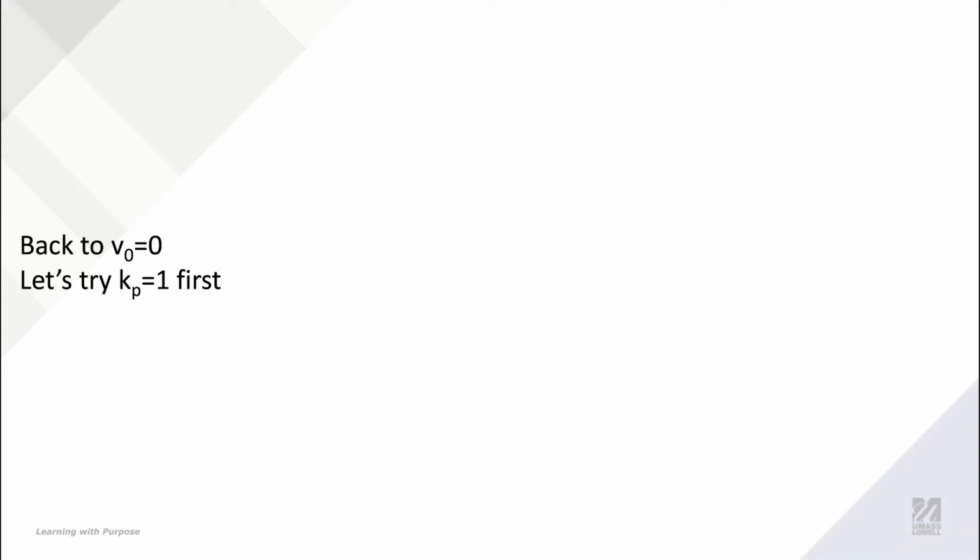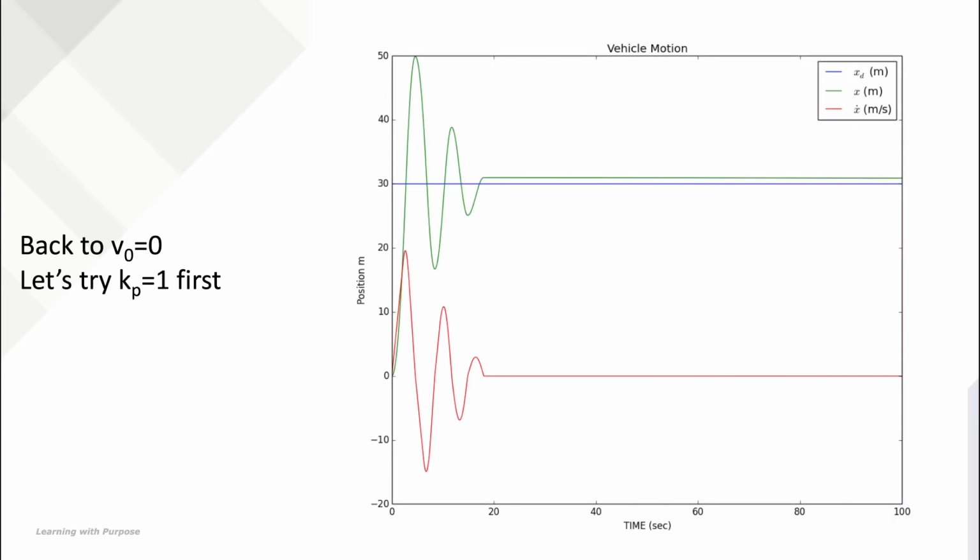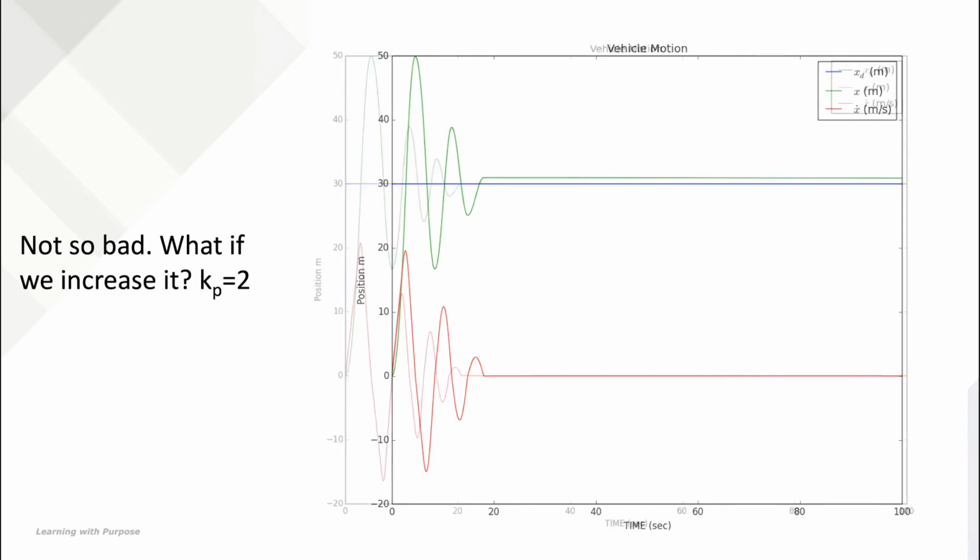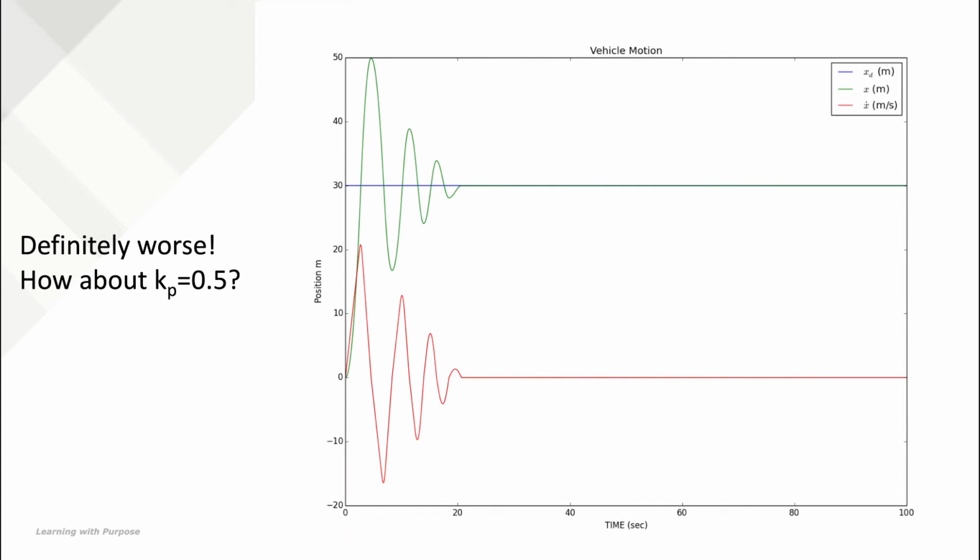Let's go back to v0 equals 0, and let's try to tune this system so it hits 30 perfectly. So stabbing in the dark, let's try Kp equals 1 first. Get a couple of oscillations here, get a little bit of steady state error at the end, but it's really not so bad. Let's see what happens when we double that. Maybe up is the way to go. Well, it doesn't seem like up is really the way to go. Kp is a little bit too high there.